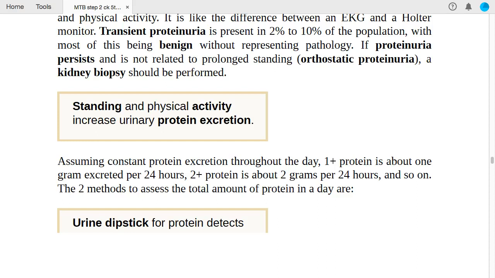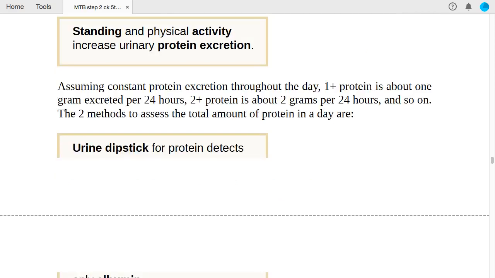So the two methods to assess the total amount of protein in a day are, first, the urine dipstick for protein. If you go for the urine dipstick, that dipstick is only going to detect albumin. That is very important. Only albumin can be detected on the basis of urine dipstick. Point to ponder here.